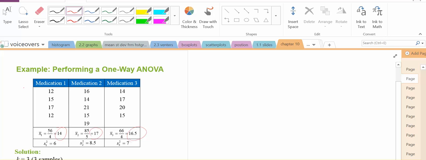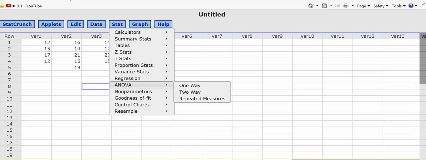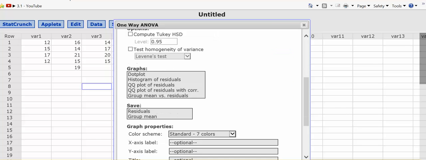So I'm going to go into StatCrunch and put all of the stuff that's in this table into StatCrunch. I'm going to pause my video, maybe you can do the same, and enter these 3 columns into StatCrunch. Okay, now that I have all this data in a table, I come into Stat, and I choose ANOVA, and it's a one-way ANOVA, that's all we'll do. And we need to select the columns. Who do we want to compare? We want to compare all of these. And so I clicked them all. And then I should just be able to tell it, compute.